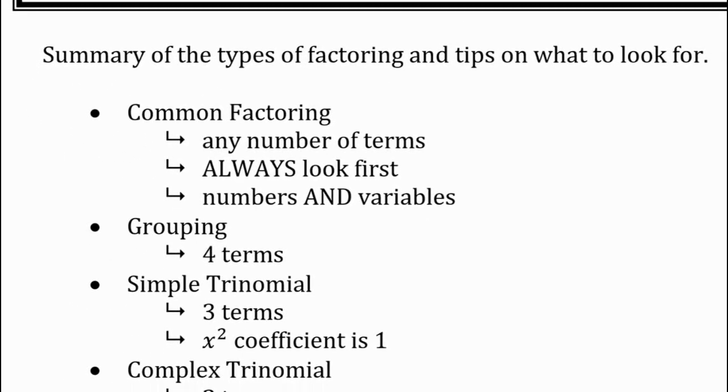We're going to look at the different kinds of factoring, how you can observe, how you can notice which type it is. And then when we do some actual examples, we'll show the actual strategies, the actual procedure of how to factor. Okay, so the first thing that we should always be looking at is common factoring. Common factoring can have any number of terms. Okay, 2 terms, 3 terms, 4 terms, 10 terms, whatever. Always look first for a common factor.